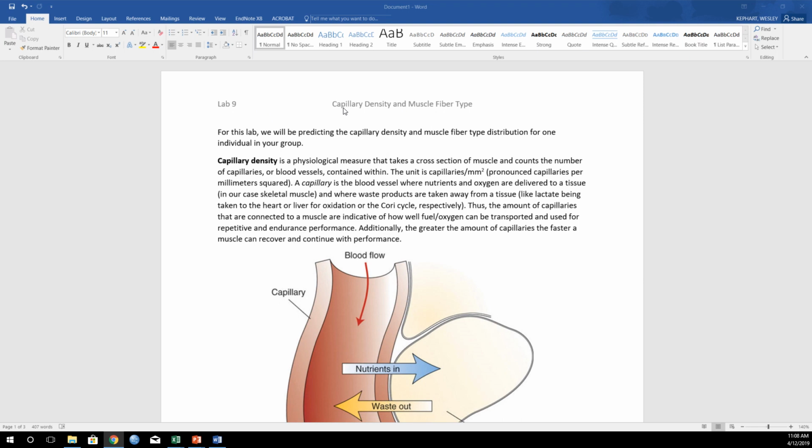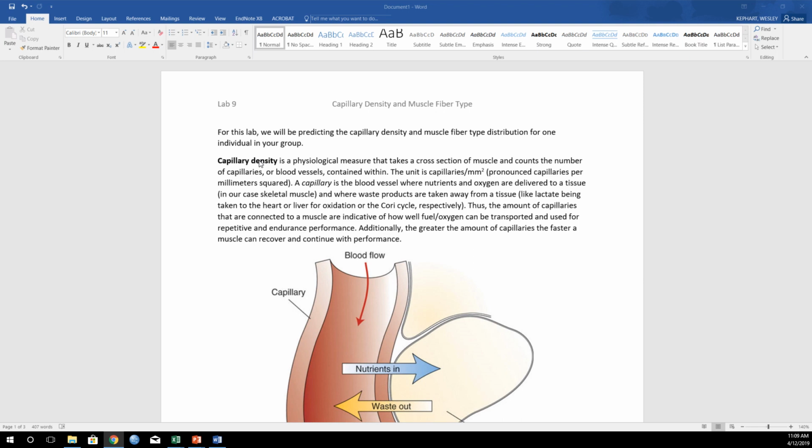This lab is called Capillary Density and Muscle Fiber Type. So I'm going to just read this to you and give you some information that is going to help you a lot with the lab so that you're in and out relatively quickly. We've had a bunch of tests lately and more involved labs, so this one, I meant it to be fairly straightforward and easy.